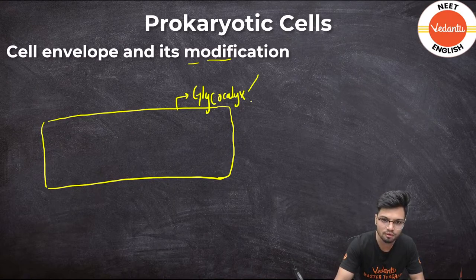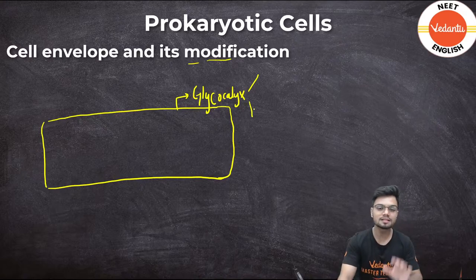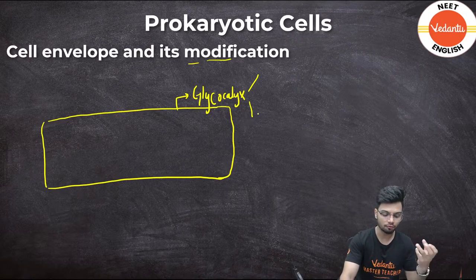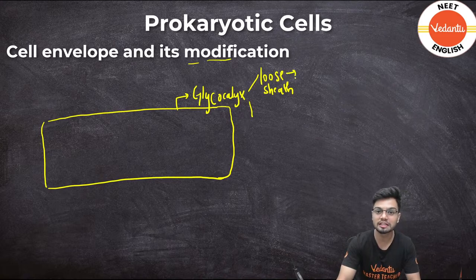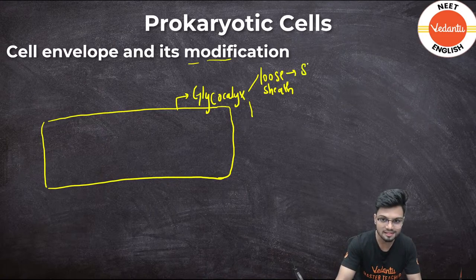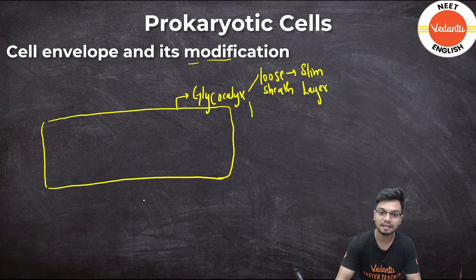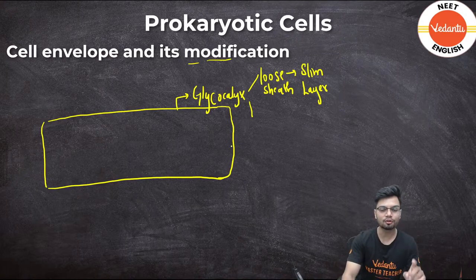Now this glycocalyx is the outermost layer. It can be in the form of very loose sheets. When glycocalyx is present in the form of a loose sheet, it is called your slime layer. It is called what? Slime layer.